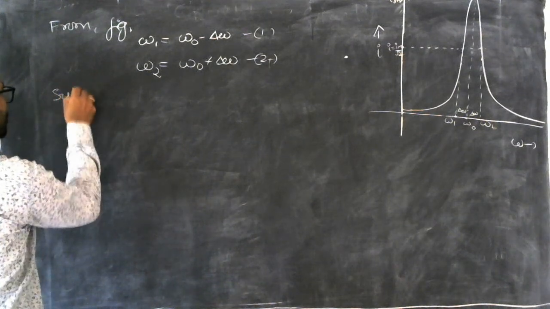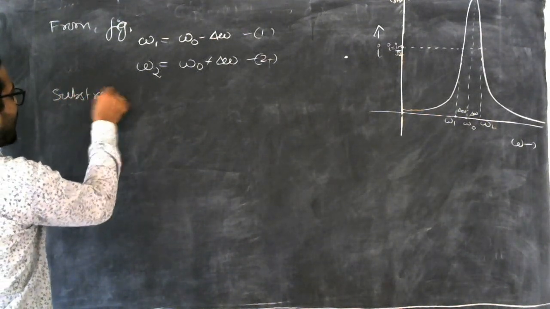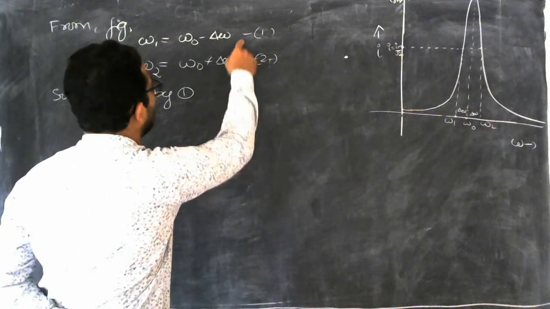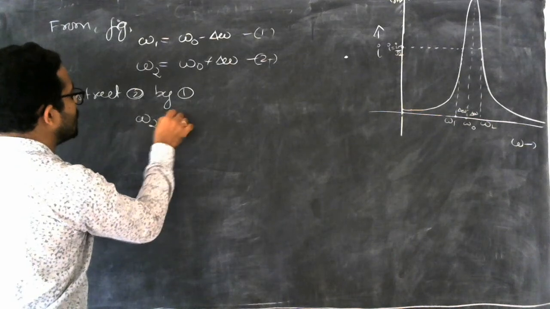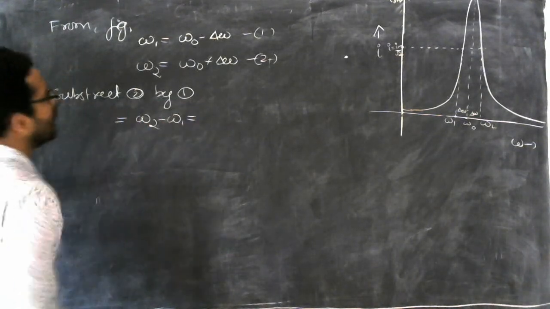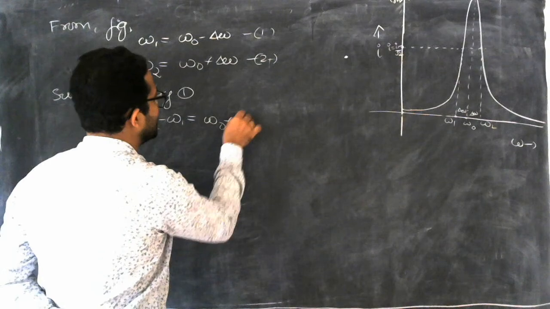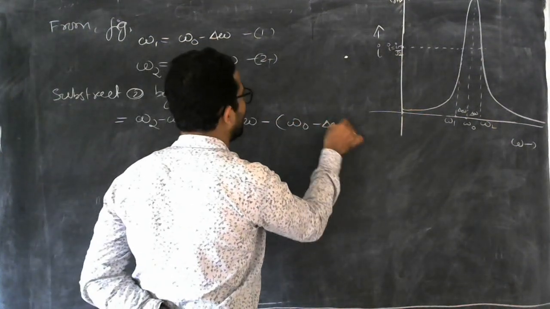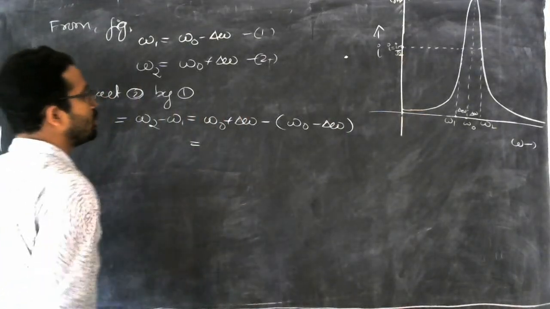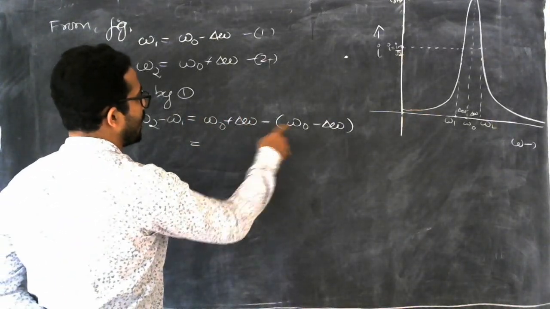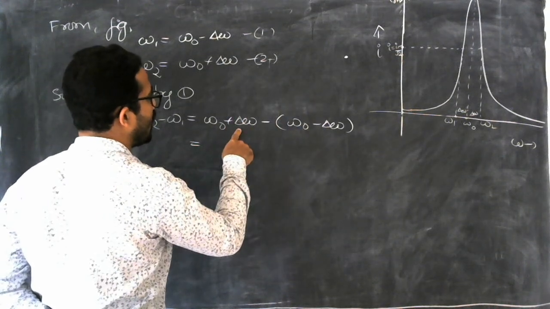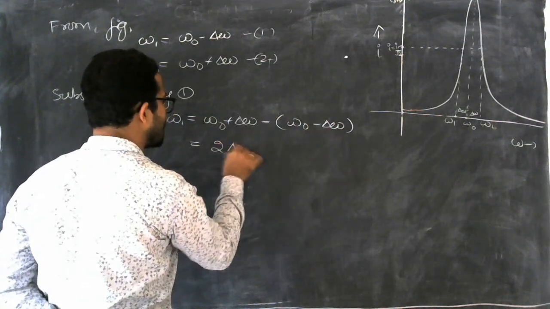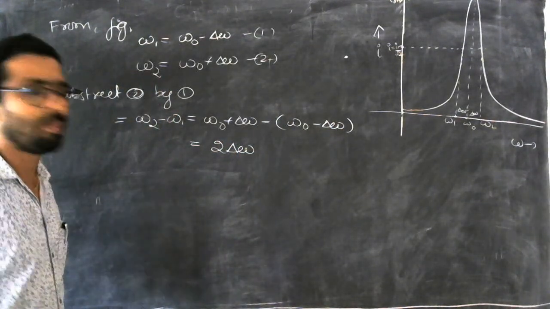Now let us subtract equation 1 from 2. That is omega 2 minus omega 1, that is omega naught plus delta omega minus of omega naught minus delta omega. So this is equal to omega naught minus omega naught, they cancel, and minus of minus delta omega becomes plus delta omega. That is why you will get 2 delta omega.